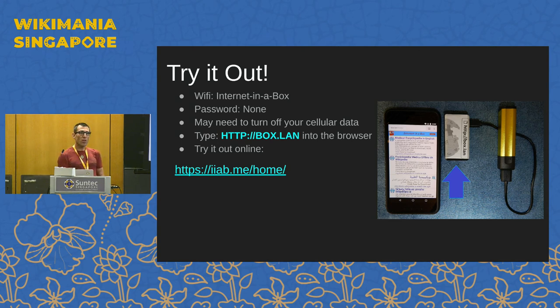It's also possible to look at what the site looks like online. So you can view a version of what's on the box by going to HTTPS, the lower link there, /IAB.me/home, and you can see an example of what we're shipping. We will often customize these versions for different folks and add specific languages if people are interested in having boxes with specific languages.